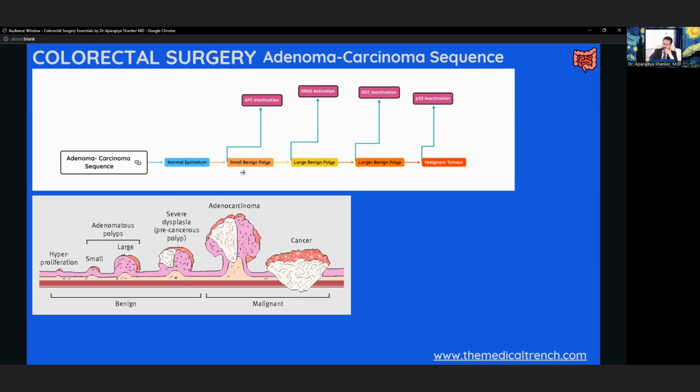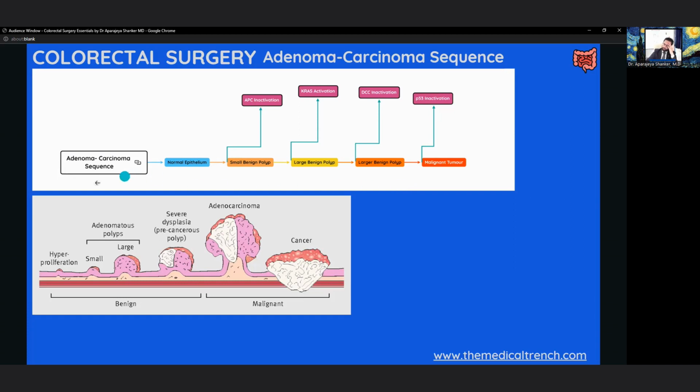And currently, our aim is to try to find it at this small benign polyp stage to understand whether a patient with a small benign polyp needs a resection or needs to be enrolled in a specific screening program. And the purpose of a screening program is to try to catch a disease early so that it can be managed earlier, before it becomes something difficult to manage like a malignant tumor.